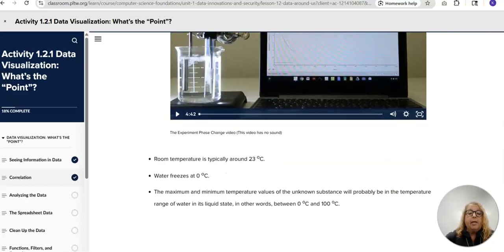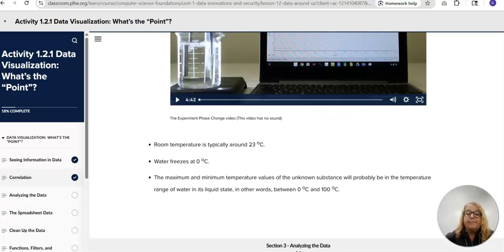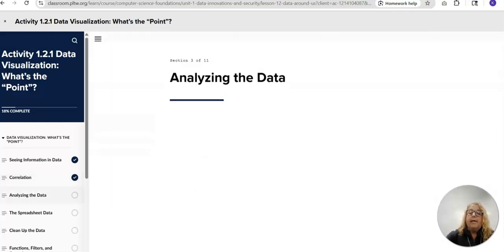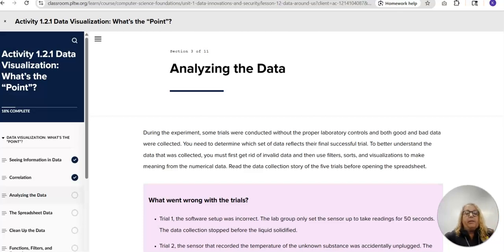You can see it. Room temperature is typically around 23 degrees Celsius. Water freezes at 0. The maximum and minimum temperature values of the unknown substance will probably be in the temperature range of water in its liquid state. In other words, between 0 Celsius and 100 Celsius. That gave us some good information. Now, what do we do with it?